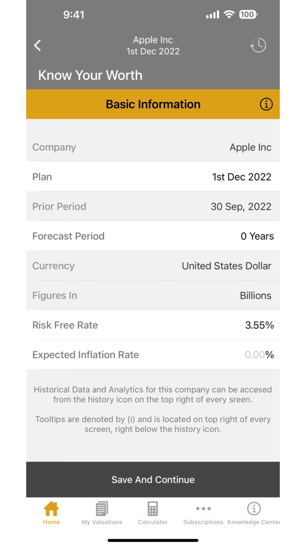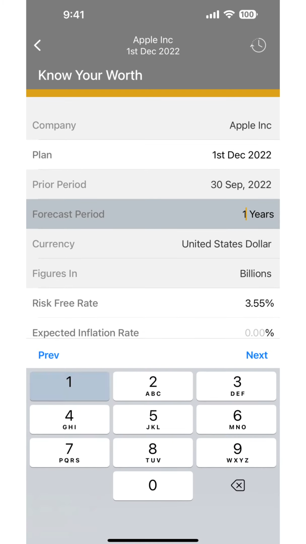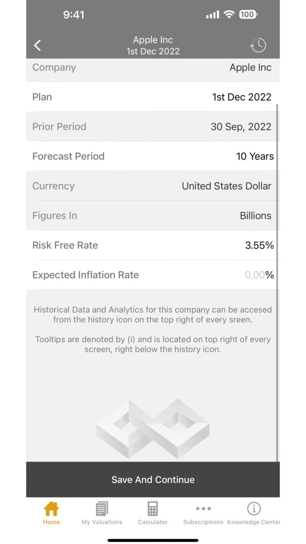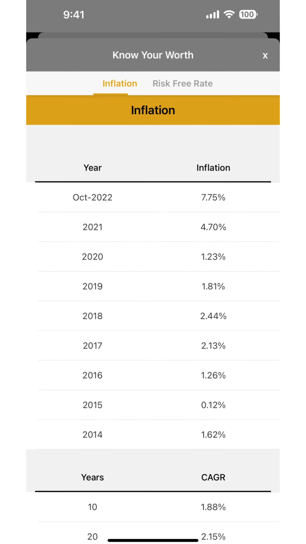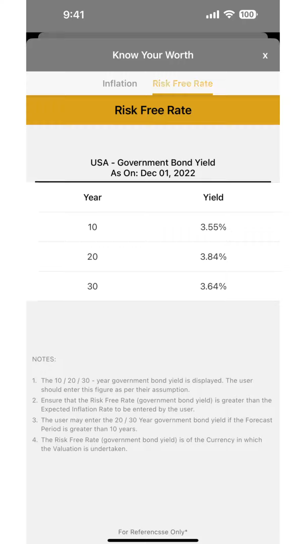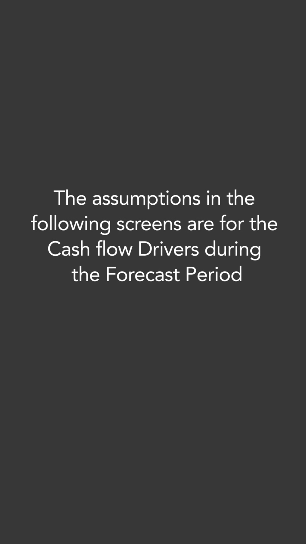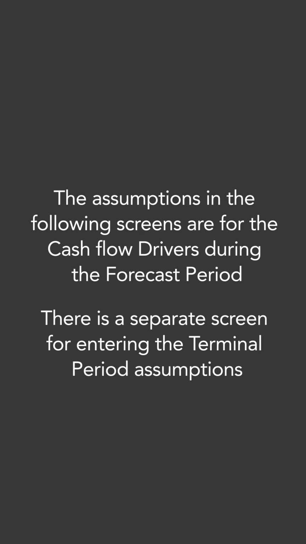The forecast period can range between 1 to 99 years, depending on longevity of the business, brand value, its economic moat, the industry scenario, etc. For Apple, we take a 10-year forecast period, during which we expect the company to earn above its cost of capital. You can click the History icon for historical data and analytics for the company. The assumptions entered in this and following screens are for the cash flow drivers during the forecast period. There is a separate screen for terminal period assumptions.